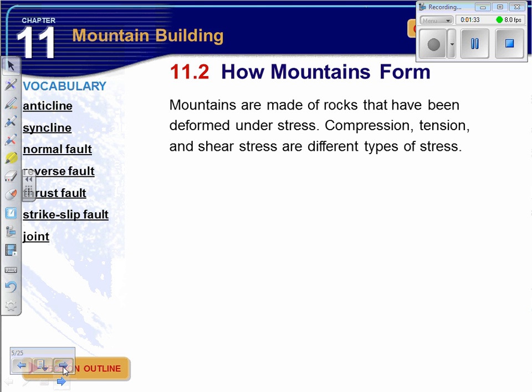In Section 2, we'll take a look at how mountains form. Mountains are made up of rocks that have been deformed under stress. Three types of stress are compression, tension, and shear stress.